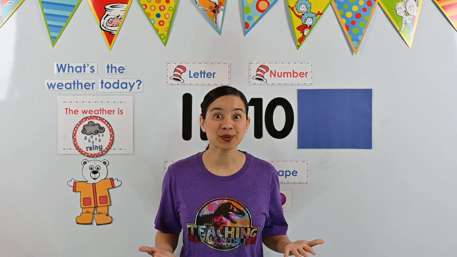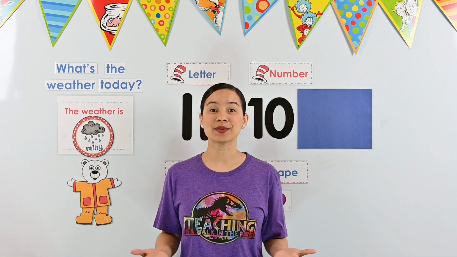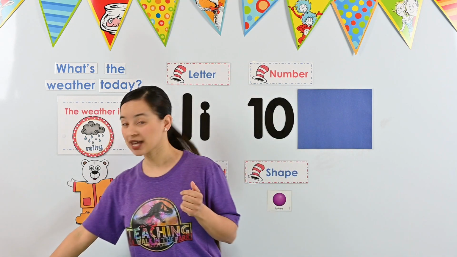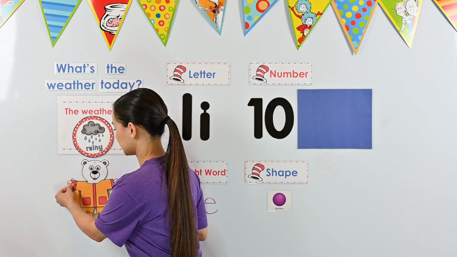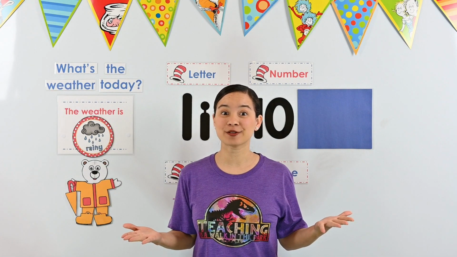He needs something to protect his head from the rain. What can Perry wear to protect his head from the rain? He could wear a hood on his head, or he could use an umbrella. Let's give Perry an umbrella. Perfect. Now Perry is dressed for the rainy day. Thank you so much for helping.